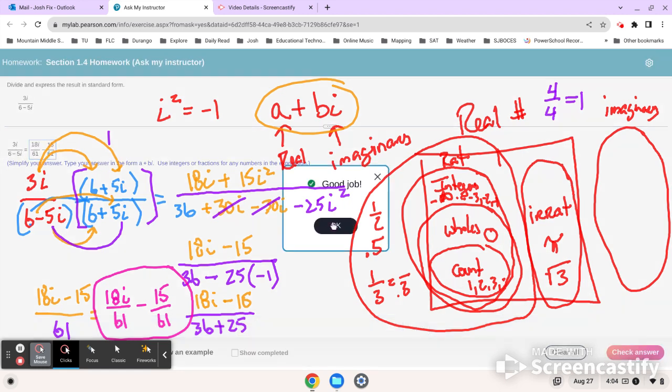All right, so lots of little education going on here inside this question, but this is section 1.4.